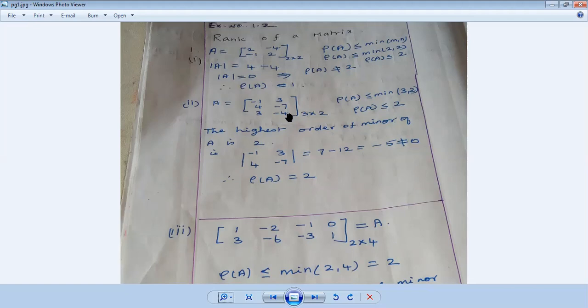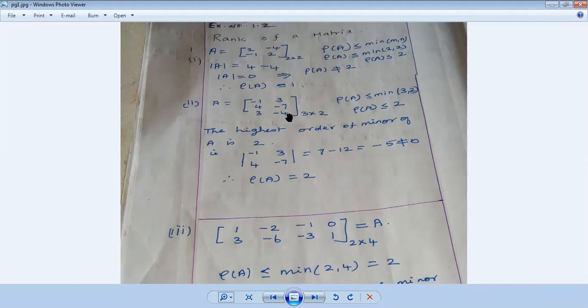So the number of non-zero rows is known as rank of a matrix. Now we are going to study rank of a matrix. In your syllabus, it has two methods. One is determinant method. Another one is echelon method. First one is determinant method. Next one is echelon method.